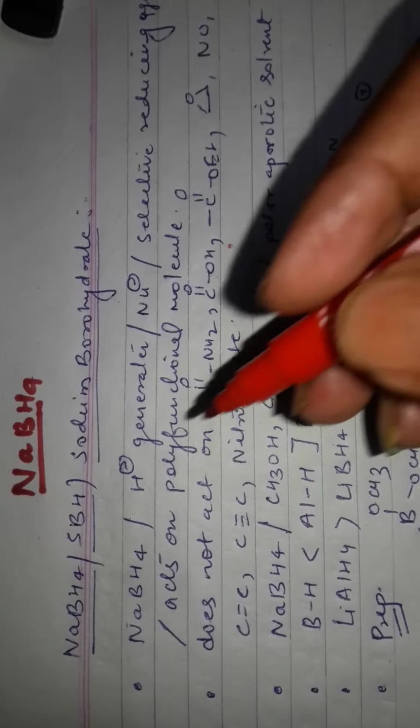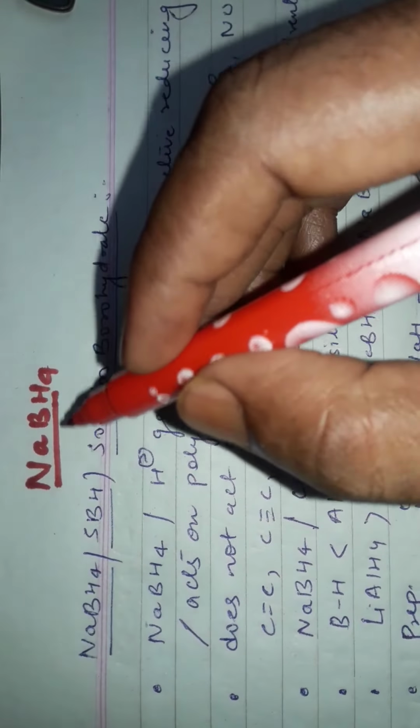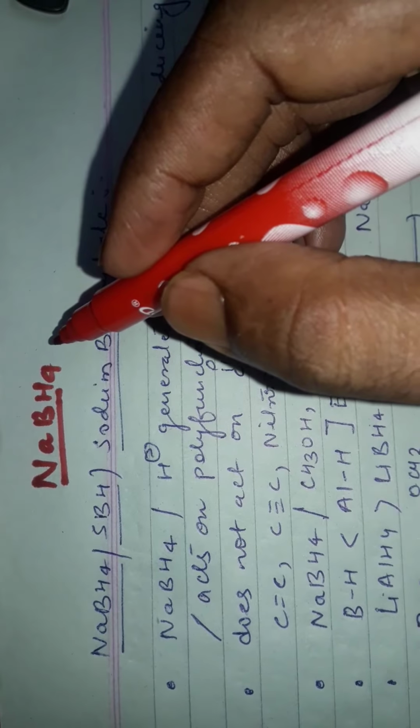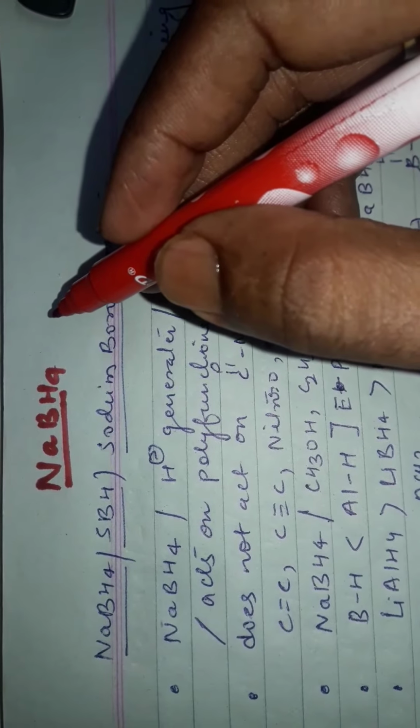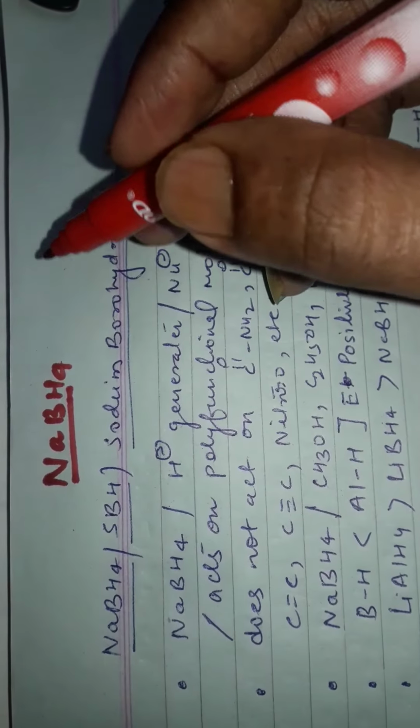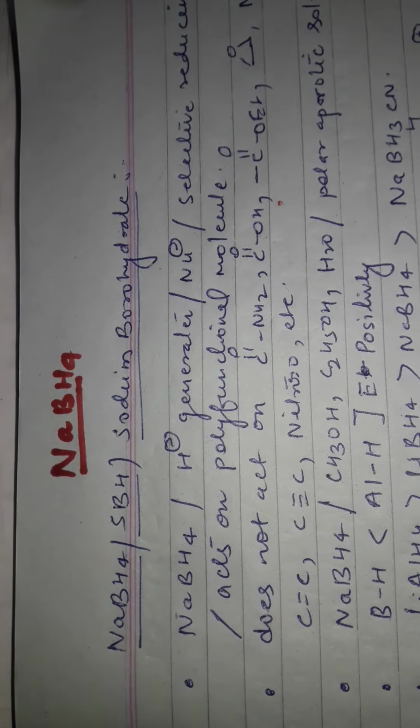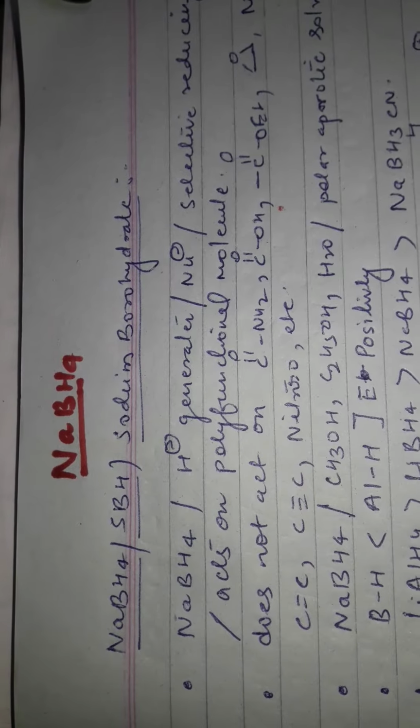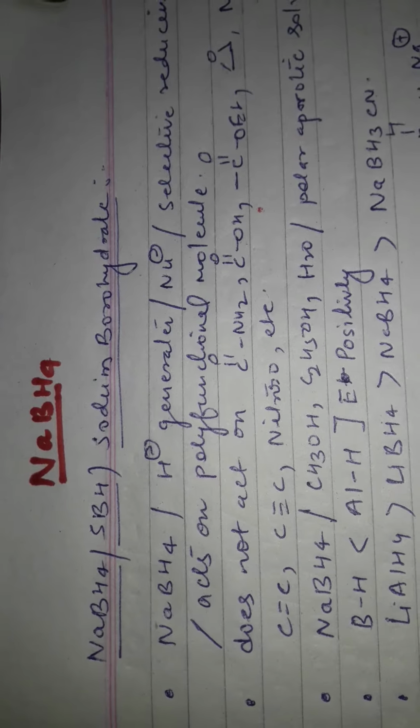Friends, today we are going to discuss sodium borohydride, which is a mild reducing agent as compared to lithium aluminum hydride, which is a very strong reducing agent. We have discussed some main points regarding sodium borohydride, so we are going to discuss them point by point.